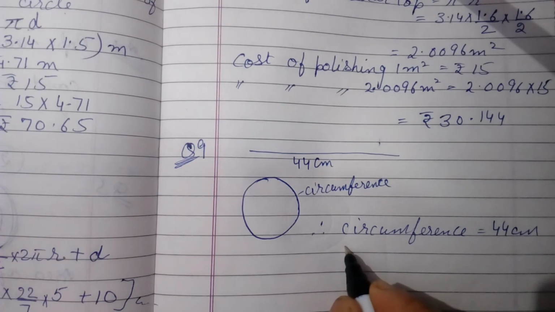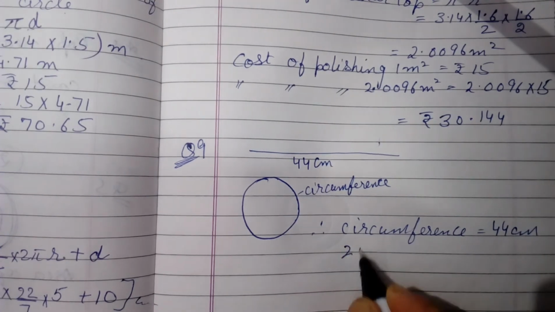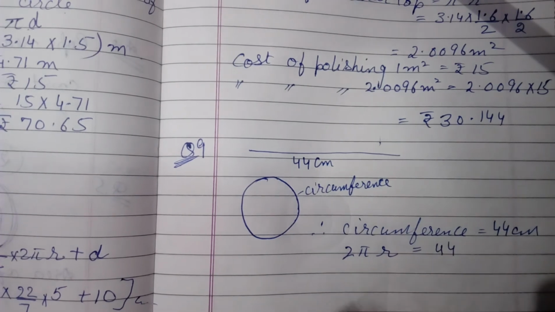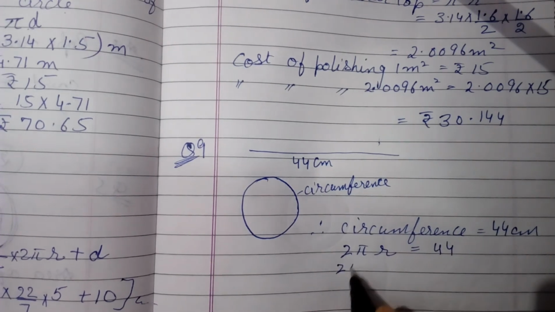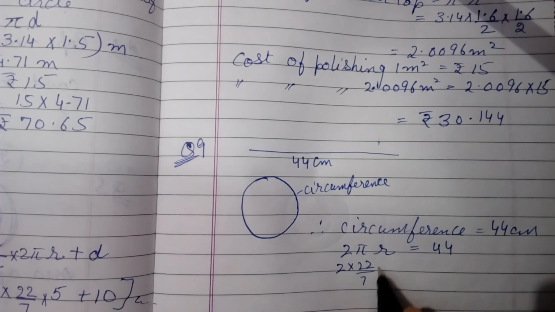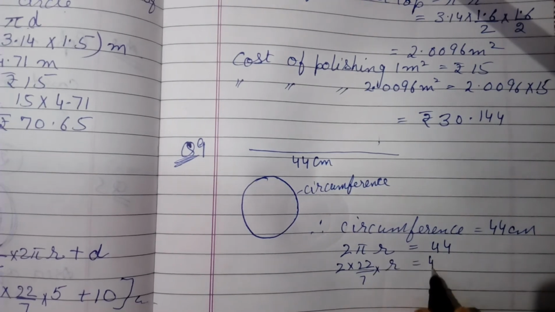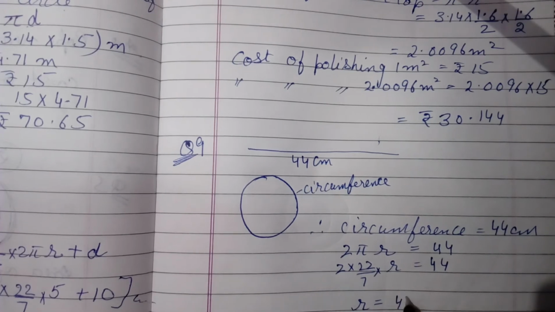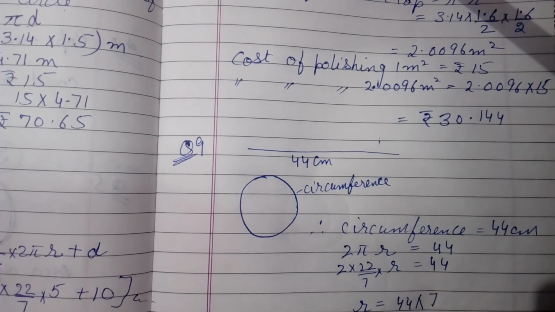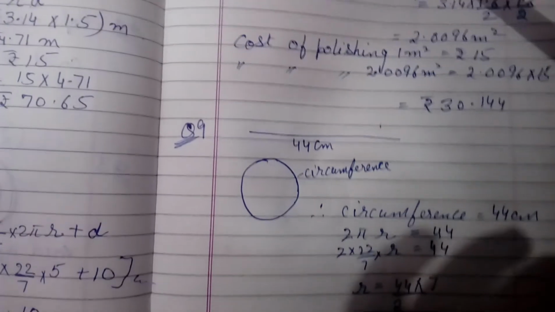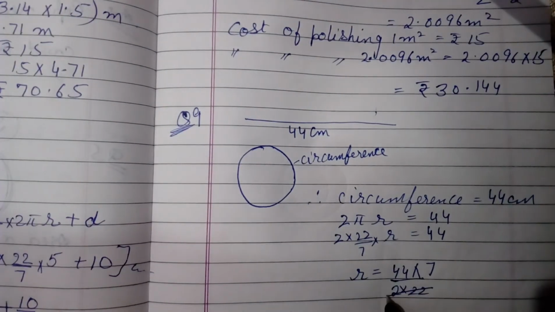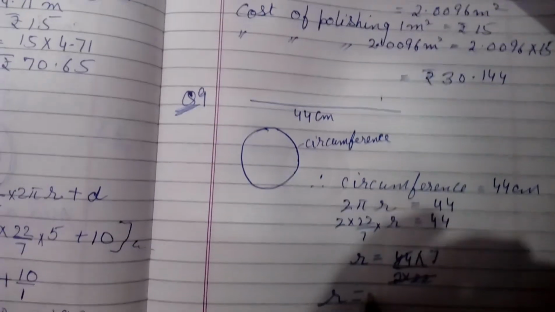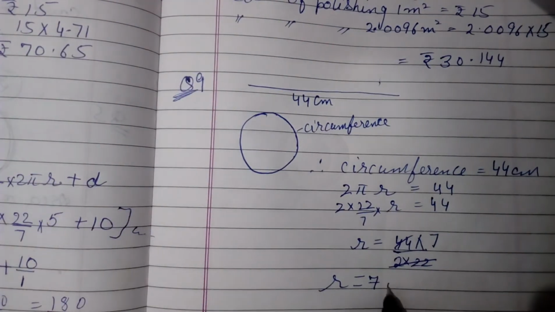You know what is the formula for circumference? 2 pi r is equal to 44. So put the values: 2, 22 upon 7, r we don't know, 44. Keep the r this side only, 44, 7 multiplied, 2 into 22 that is 44, cancels. So r is equal to 7 centimeter.